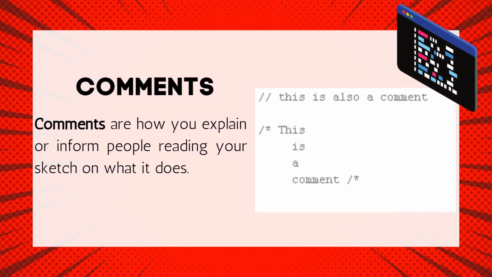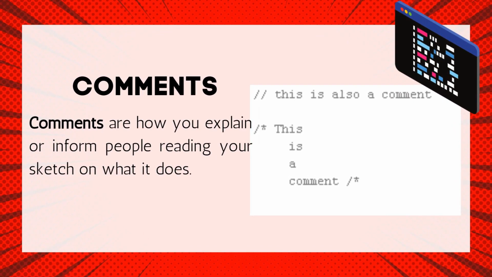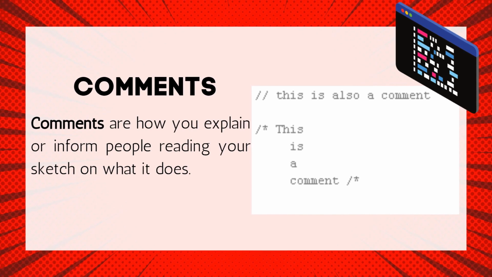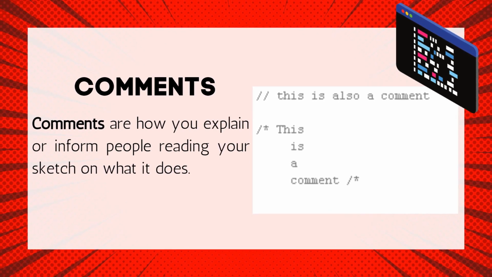Comment. Comments are just how you explain or inform people reading your sketch on what it does. It is a good practice to put comments on your sketches, in case you forgot how the sketch functions. For single line comments, just add two forward slashes and this line will be ignored by the compiler. For more than one line, use a forward slash and asterisk as the start of the comment and end it with an asterisk and forward slash.